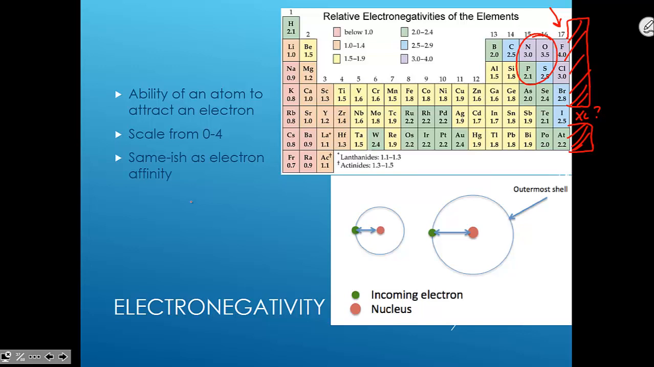So oftentimes the AP exam or the SOL will give you four elements adjacent to one another and ask you to say which is the most electronegative, which is the least electronegative. So remember that electronegativity increases as you go across the period because the nuclear charge increases, thus pulling the atom closer together, and that as you go down a family, electronegativity decreases because of the increased number of shells pushing that electron cloud further from the nucleus.